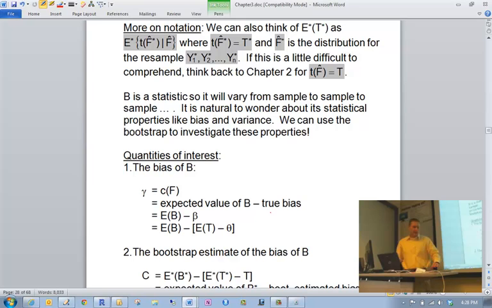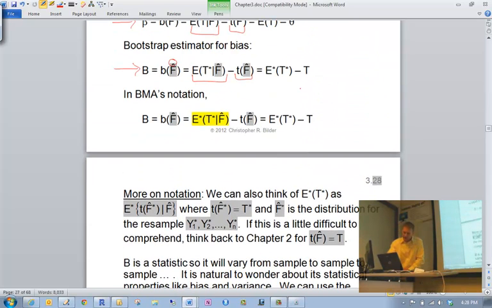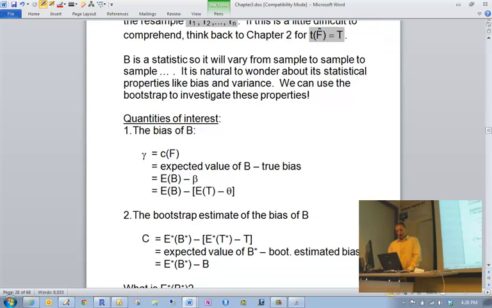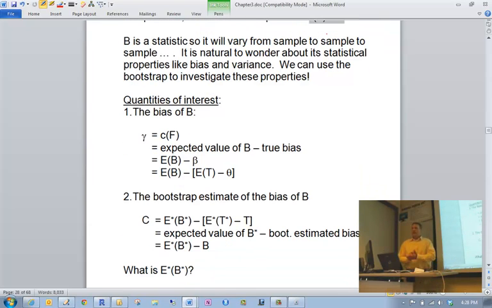Now this B is a statistic. It's going to vary from sample to sample, because notice what's in here. We have this T. It is a statistic. Is B going to be exactly equal to beta? No. So, it's natural to wonder about its statistical properties then. How good is this estimator of the bias? Well, how do we measure good? We find the bias of the statistic, so we're going to find the bias of the bias.